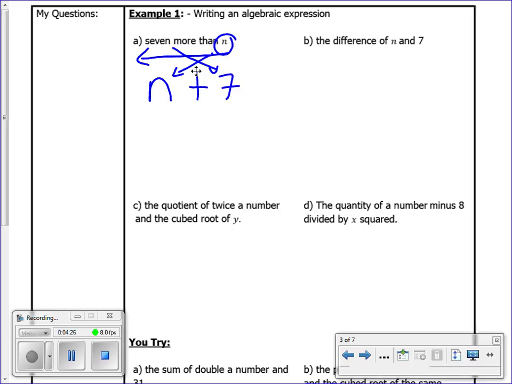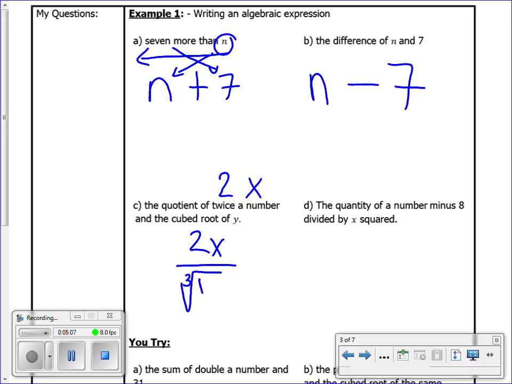The difference of n and 7, remember difference means subtraction. And this one just goes in order from left to right. So n minus 7. The quotient of twice a number and the cube root of y. Quotient means division. So we have the quotient of twice a number. How do we represent twice? That's 2 times a number. Let's make a number x. So you have 2 times x and the cube root of y. So quotient is division. 2x on top, and the cube root of y would look like so. Cube root with a y.